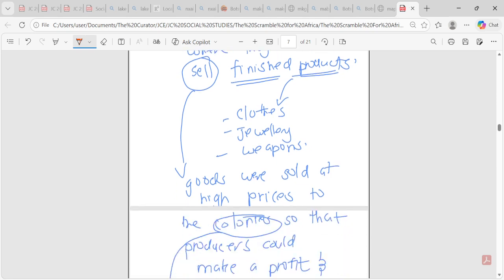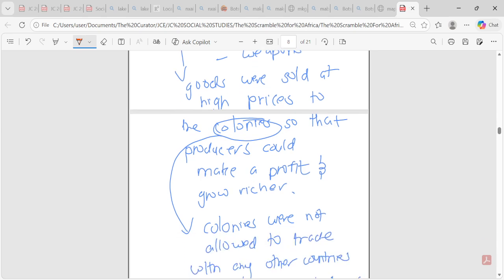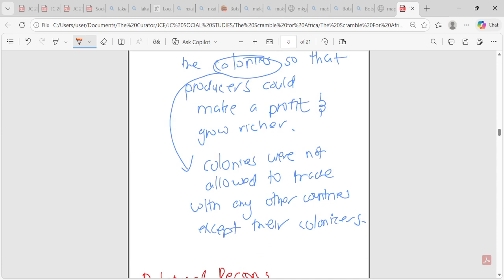Goods were sold at high prices to colonies so that producers could make a profit and grow richer. So that was their business model, to sell the extra supply that they had at high prices in these colonies, so that they could make a profit and grow richer. Additionally, these colonies were not allowed to trade with any other countries except their colonizers. So the enrichment of these colonizers was guaranteed.